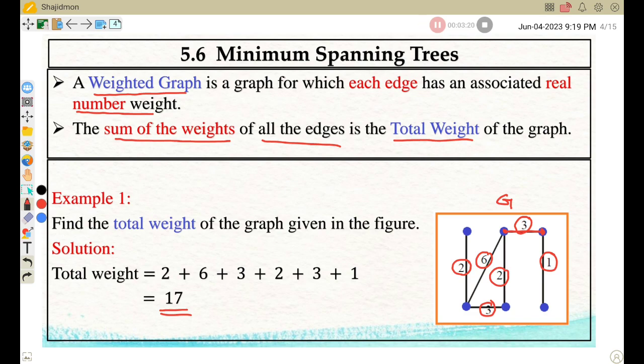Hope you understood the meaning of a weighted graph and how to calculate the total weight of the graph. The weight may be anything. Sometimes it is the distance between two vertices, for example between this vertex and this vertex, or the distance between two cities. Like that we can assign the weight.